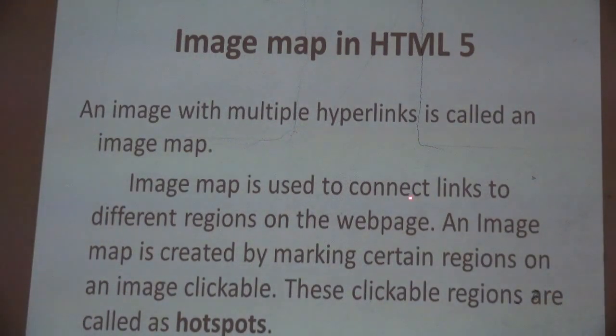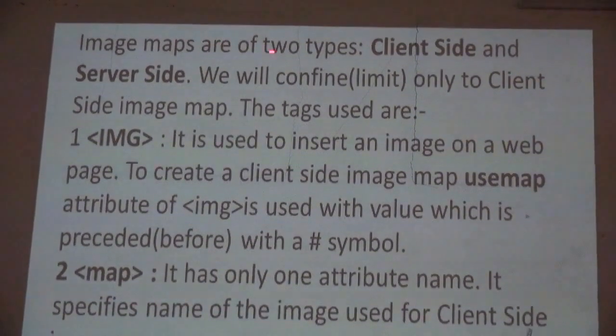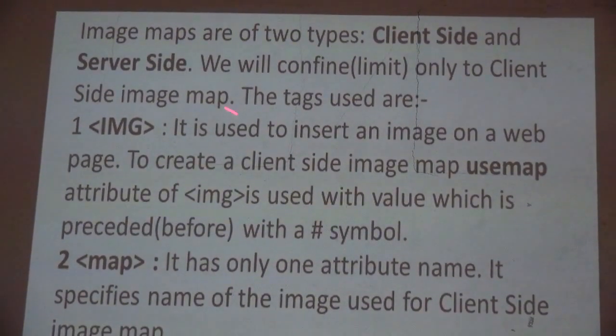Image map is used to connect links to different regions on the web page. An image map is created by marking certain regions on an image clickable. Means if you have to show a particular point in an image, then we can map it by giving the clickable image. These clickable regions are called hotspots. Okay, so image maps are of 2 types: client side and server side.